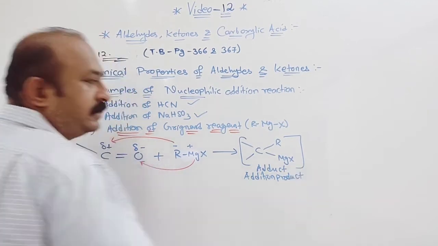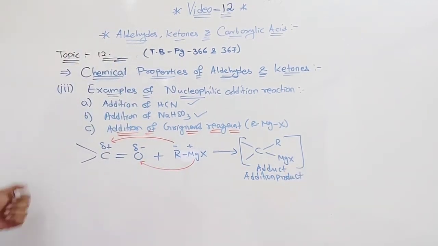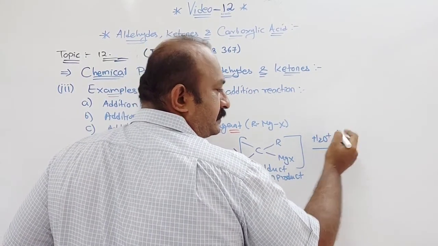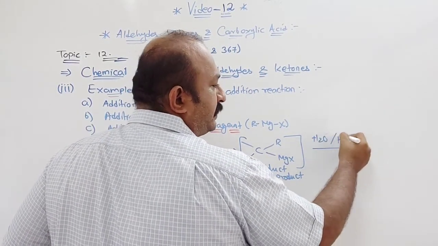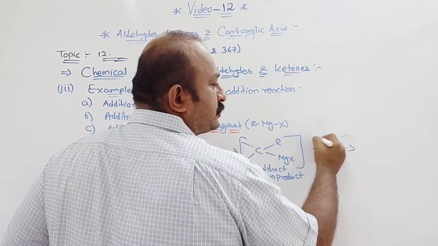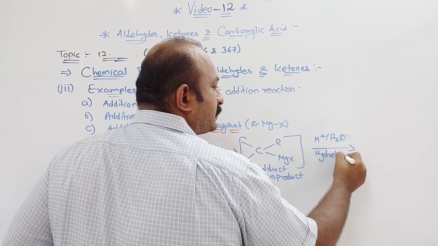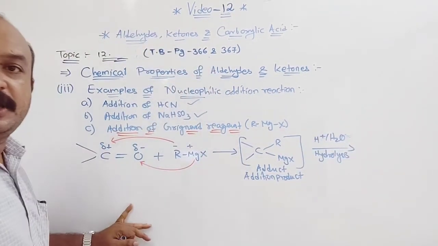Which product? Addition product, which on hydrolysis... Hydrolysis means H2O plus H2O and H plus. Okay, like this, or H plus H2O also you can write. That is hydrolysis. Which on hydrolysis will give you what?